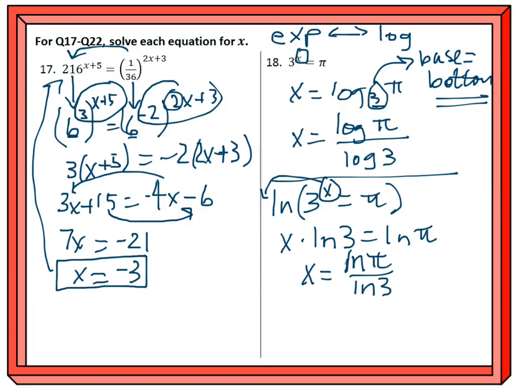The reason why I like this method is because it changes the base for you. You don't have to memorize any kind of change of base formula. So now at this point, putting it into the calculator and rounding it off, we get about 1.04. So there we go.